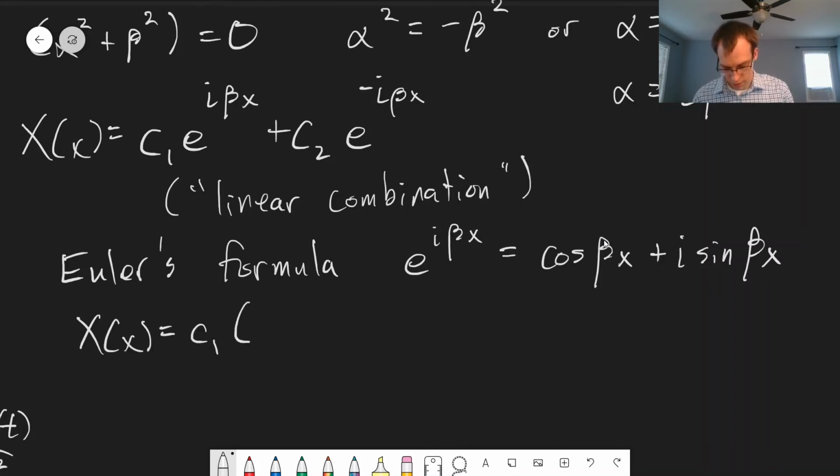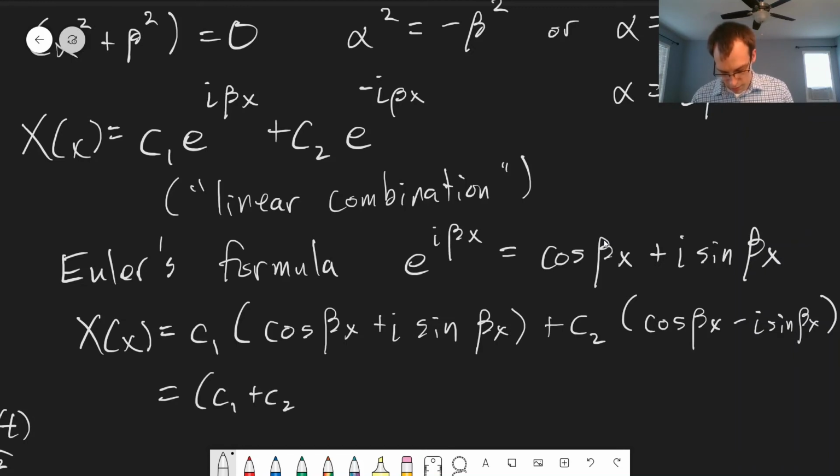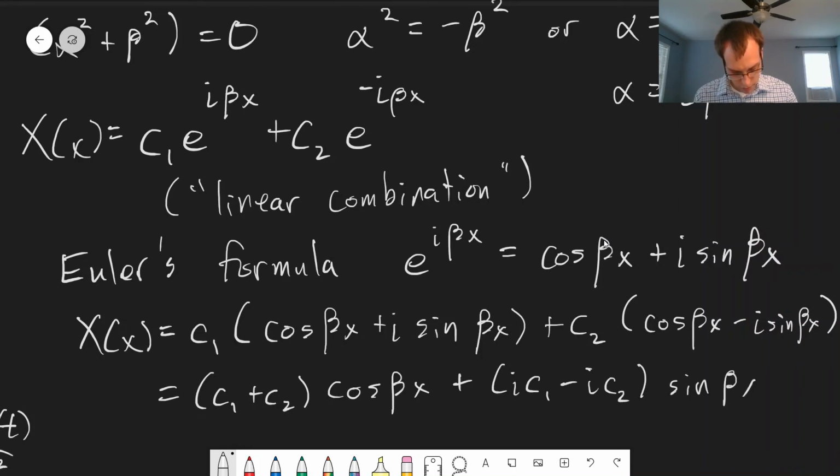So we can say X of x is equal to C1 times cosine beta x plus i sine beta x, and C2 times cosine beta x minus i sine beta x. So we can combine terms here. We'll get C1 plus C2, just some constant, times cosine beta x, plus i times C1 minus i times C2 times sine beta x.